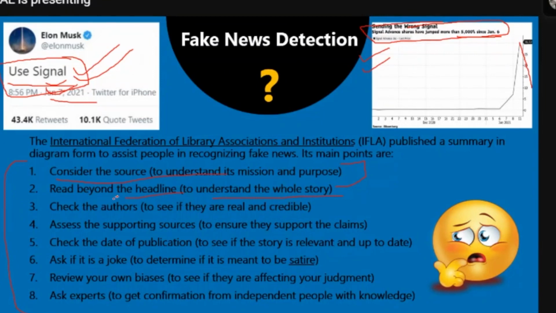Actually, this is the art of news writers. Okay, they write the headline in such a way to mislead you. So if you see some news, actually they write the headlines so that people get interested to read the whole story. So we have to check the author.